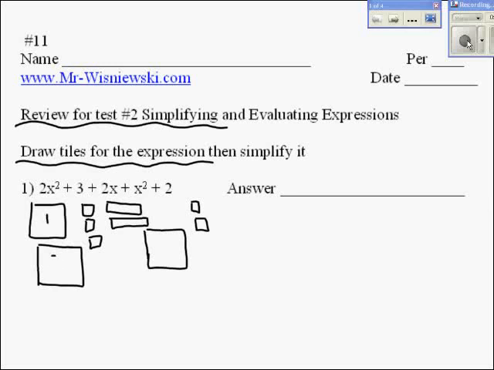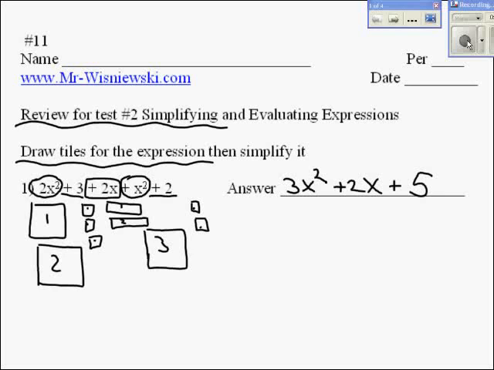So I can see I have 1, 2, 3 x squares. I have 1, 2 x's. And last I have 1, 2, 3, 4, 5 constants. Again, we can double check by looking at our like terms. 2x squares plus an x squared gives us our 3x squares. 2 x's, nothing to go together with them, gives us our 2 x's. And last, plus 2 and plus 3 go together to give us our plus 5.